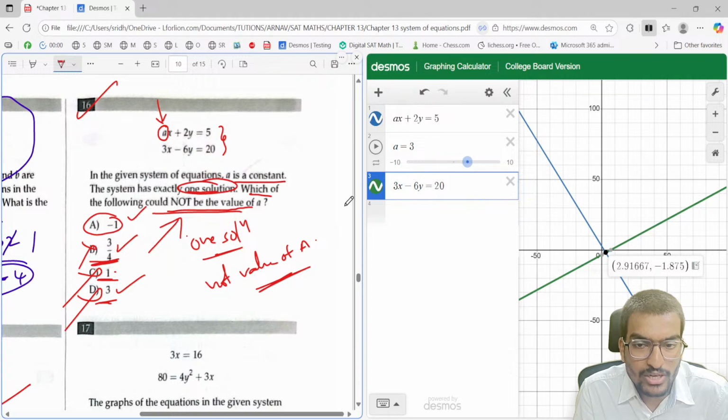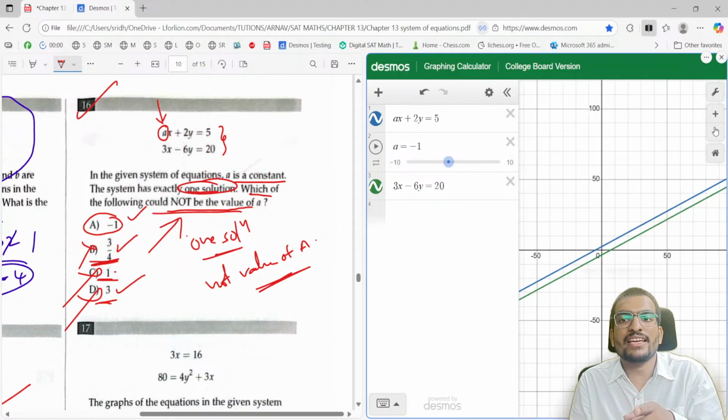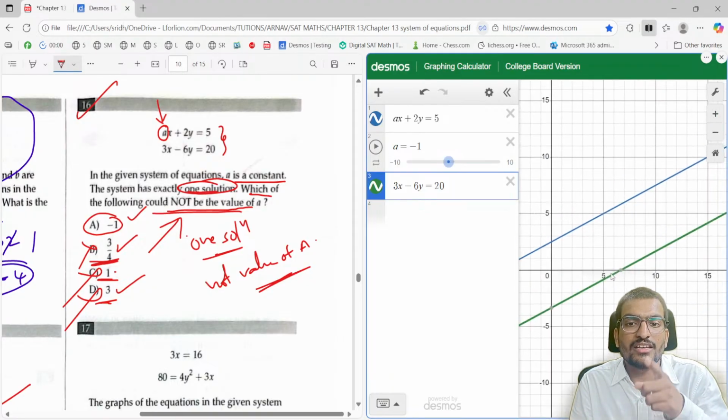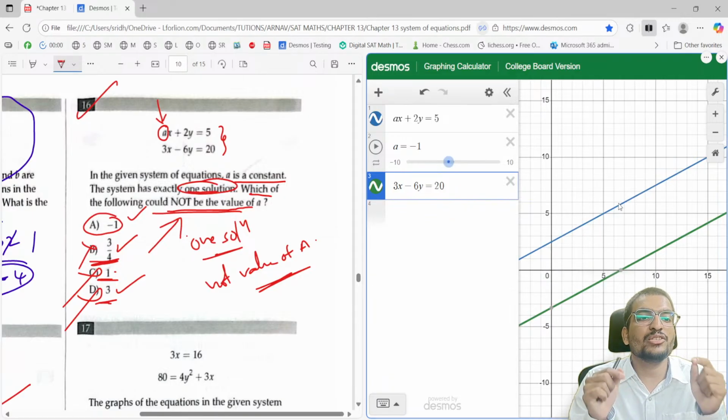So A equal to -1, if you take it, you're going to get... it's not going to stop at -1. Yes, when it is -1, option A, I just did it again. You can see the parallel lines, which are not intersecting, which means this is not the value of A.